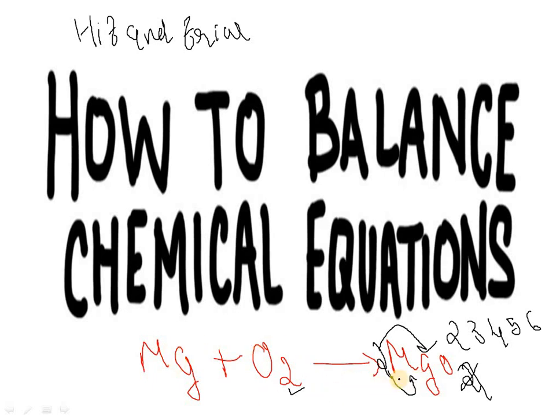also. So the magnesium on the product side is 2, but magnesium on the reactant side is only 1. So you'll multiply the reactant side's magnesium also with 2. This is how you'll balance chemical equations using the hit and trial method.